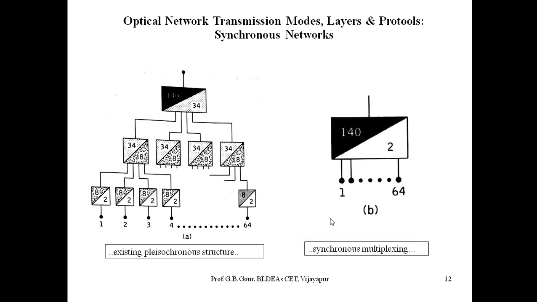So to solve this, we are trying to remove this PDH structure and going from asynchronous to synchronous multiplexing. Directly we are multiplexing from 64 input to 1 output. 64 channels, each channel is supporting 2 Mbps, that is PCM primary channel, and output what we are getting 140. So this is what synchronous multiplexing is going to be helpful for us. Here we may be using optical add-drop multiplexers or any kind of multiplexer based on the optical concepts. So this is all about synchronous networks.